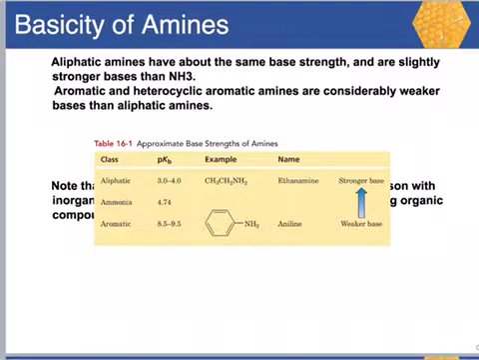So they're not strong like sodium hydroxide. They're considered weak bases when compared to something strong like sodium hydroxide. But if you're looking just at organic compounds, right, because sodium hydroxide is considered ionic, where organic compounds are simply covalent, it's considered strong.